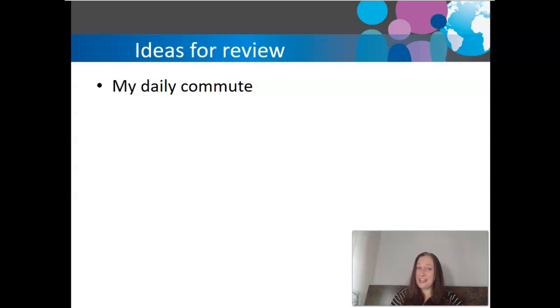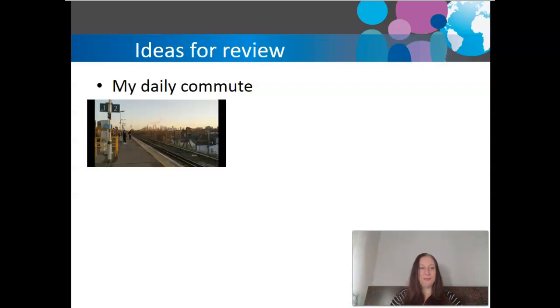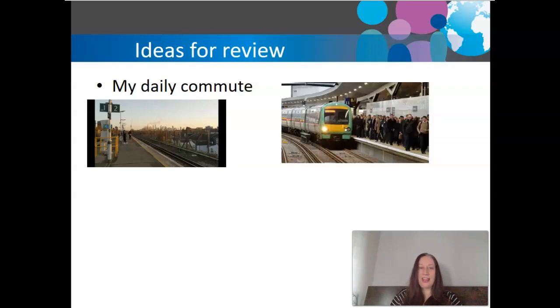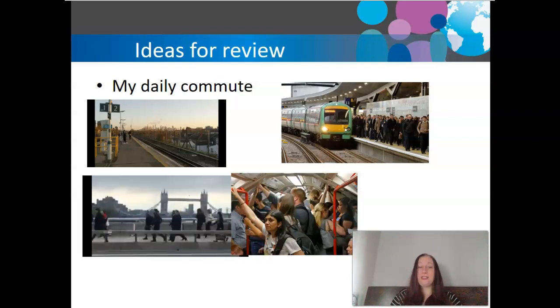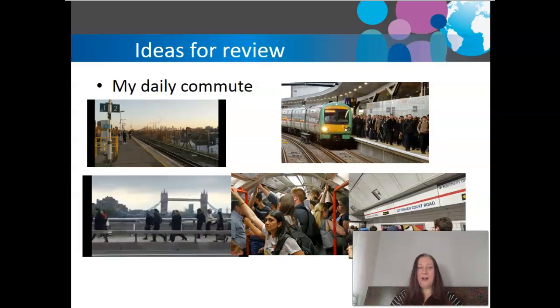But I have enough associations with this because I did it for a good few years here in London. So here are the steps of my daily commute. I walk to the train station, get on the Southern train to London Bridge. I walk over London Bridge. I then get on the Central line at Bank, get off at Tottenham Court Road, and walk the rest of the way to work. So I have very specific experiences of these different steps of my commute.